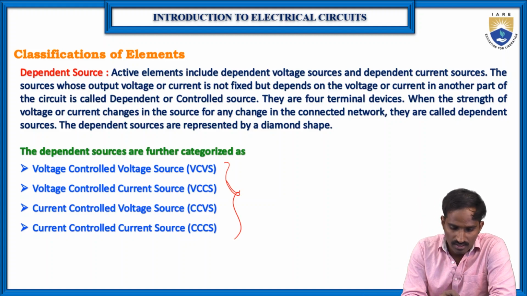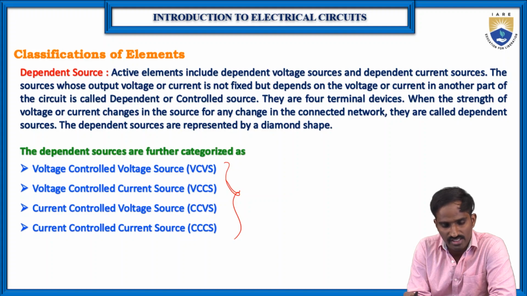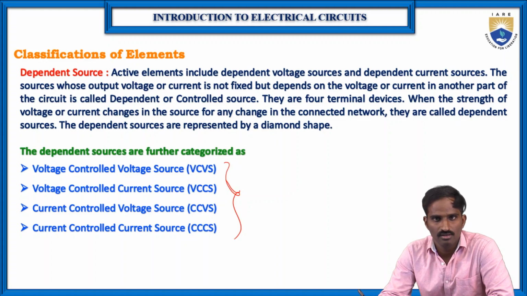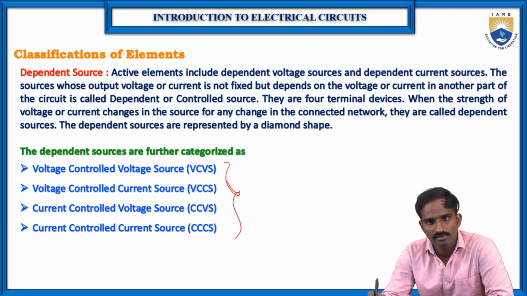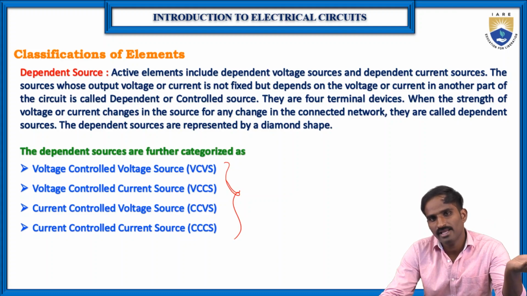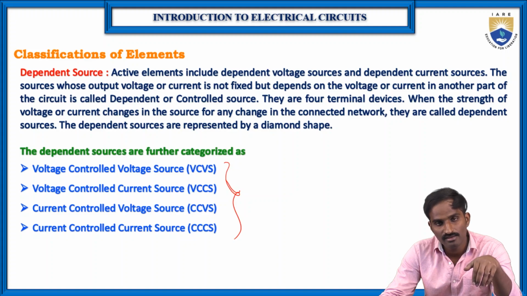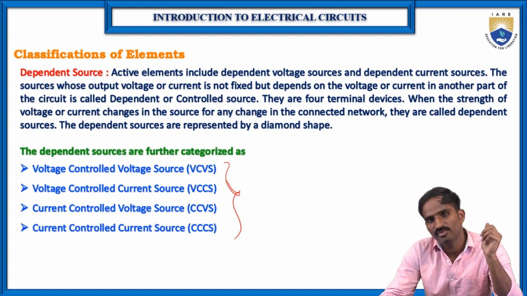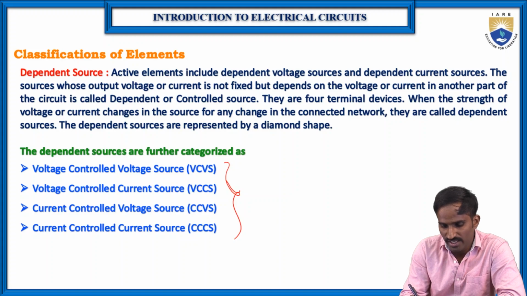Here you can see the active elements include the dependent voltage source and dependent current source, and these are sources whose output voltage or current is not fixed. In case of independent sources, it is fixed because the value of the voltage or current source will not depend on any other element. But in case of dependent sources, the value of the voltage or current source will depend on another element present in the circuit. Let me give a simple example.